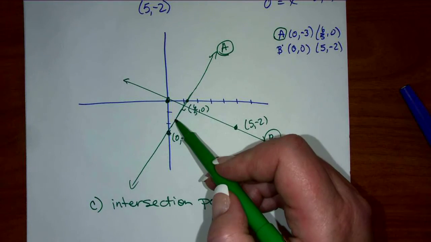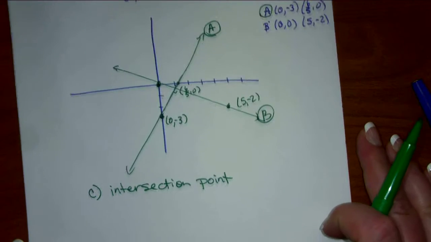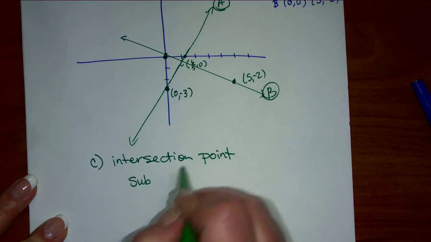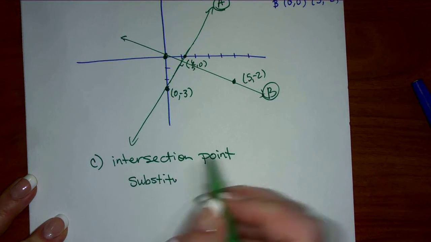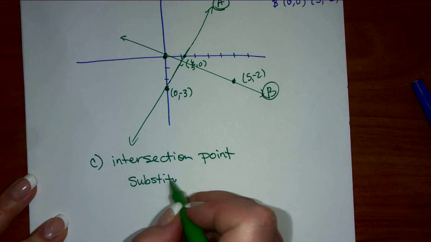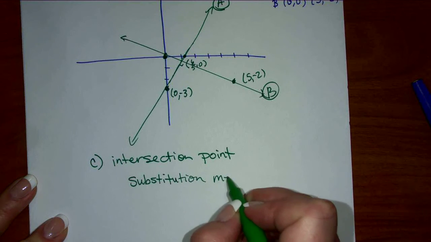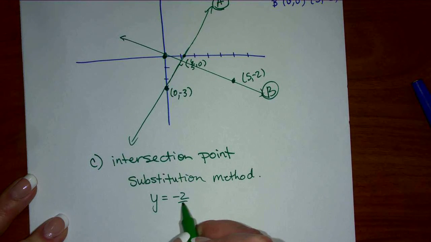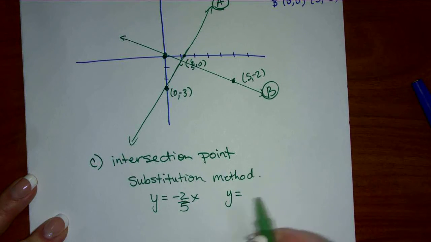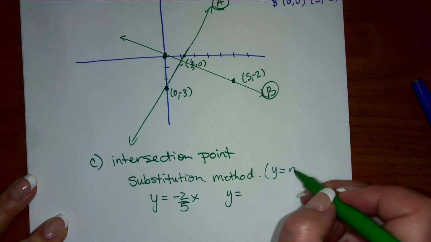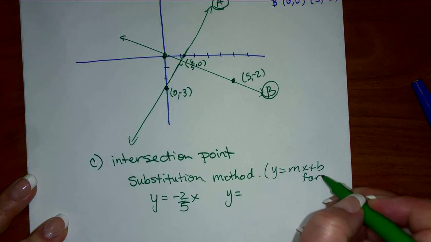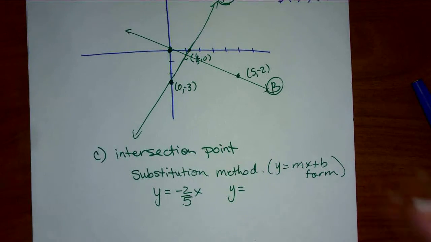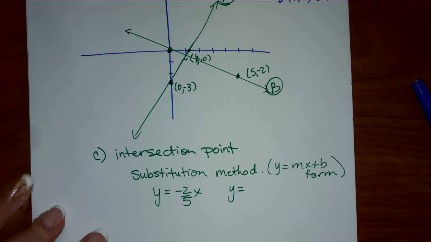Okay, so how do we find the intersection point? What we're going to do is called the substitution method. We're going to do 2 different methods, the other one next class. The substitution method is when you have 2 equations that are in y equals mx plus b form. You can use this method always. What is our other line? There.